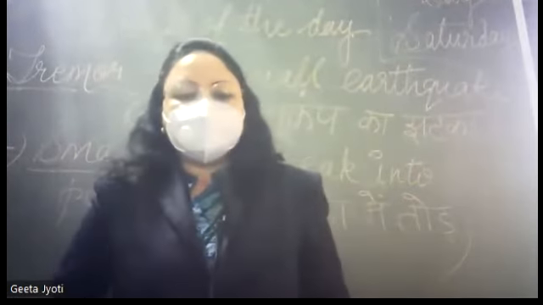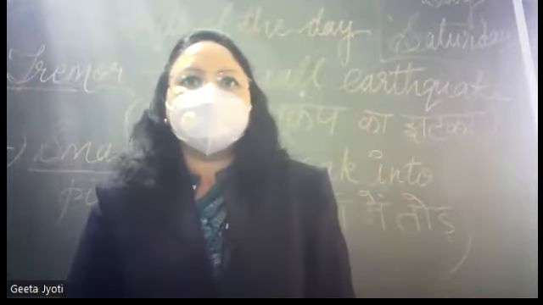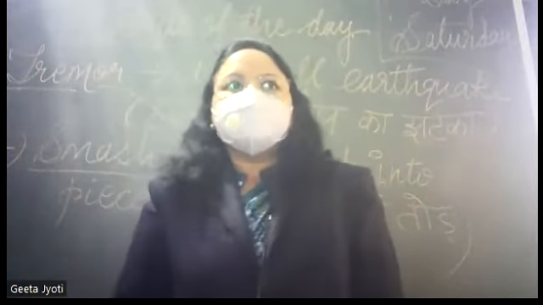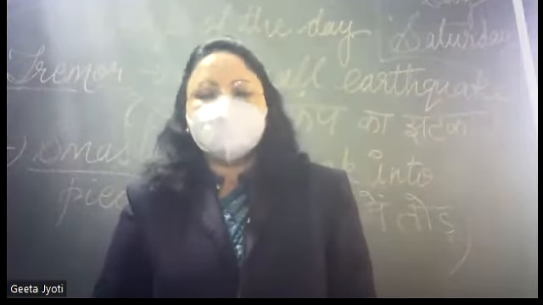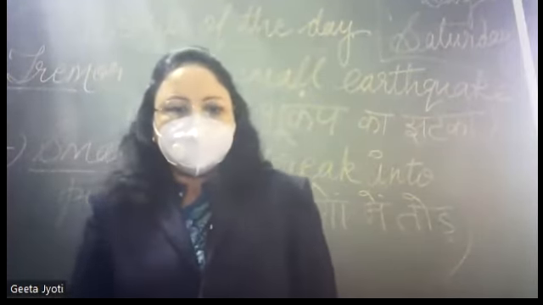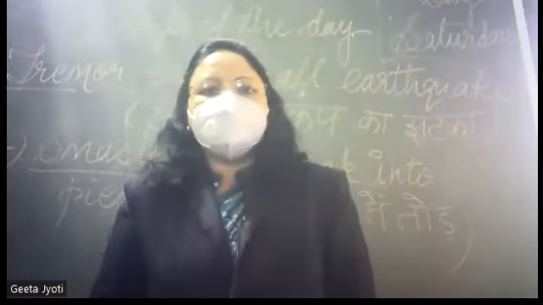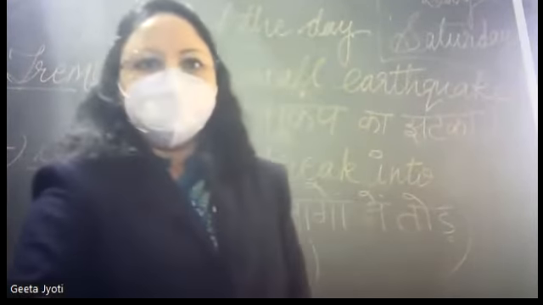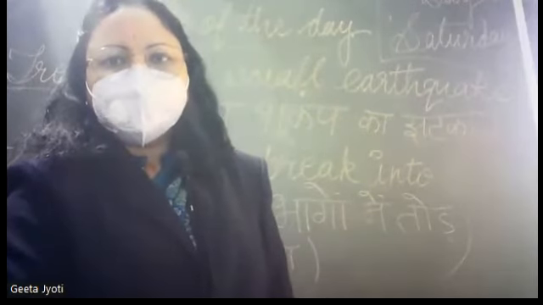So students, check your words. Once again, I'm repeating all the words. First word is sightless. Second word is joyfully. Third word is favorite. Fourth word is promised. Fifth word is remembered. Sixth word is blind. F-A-V-O-R-I-T-E, favorite.